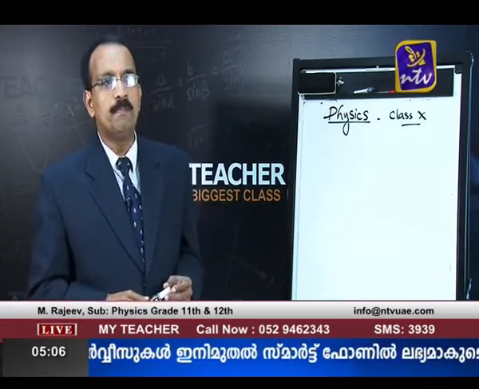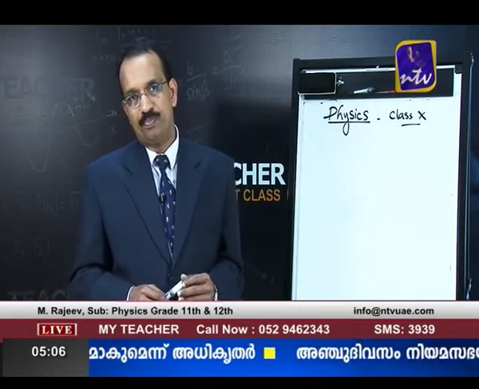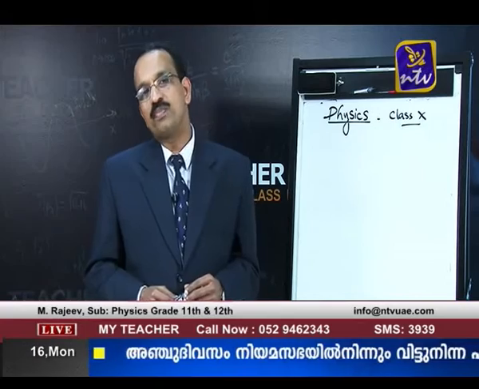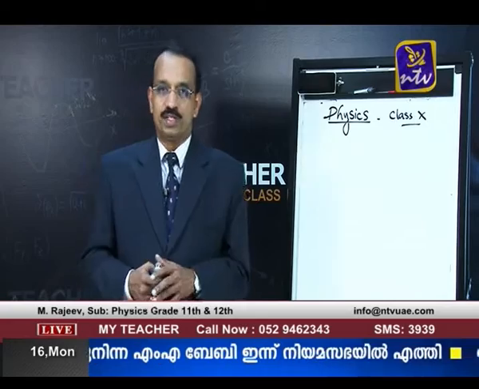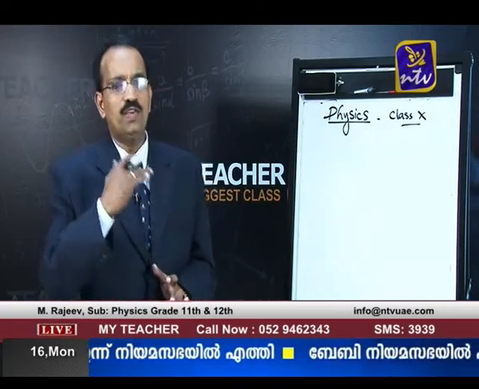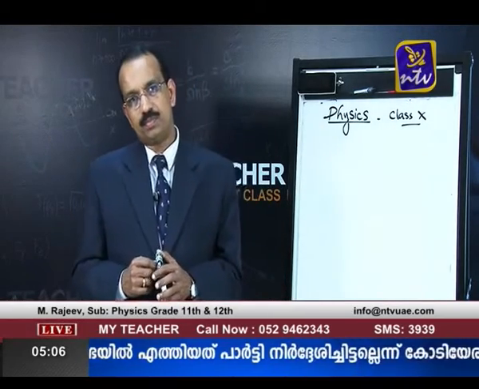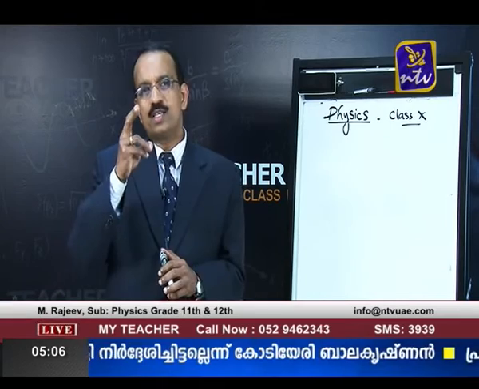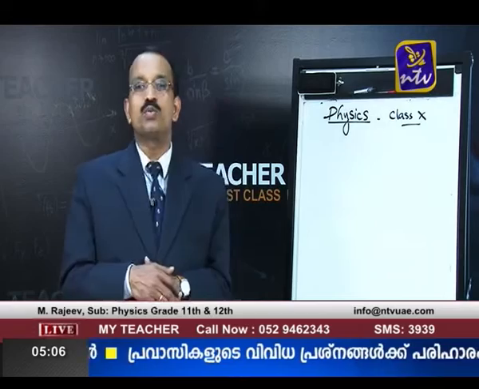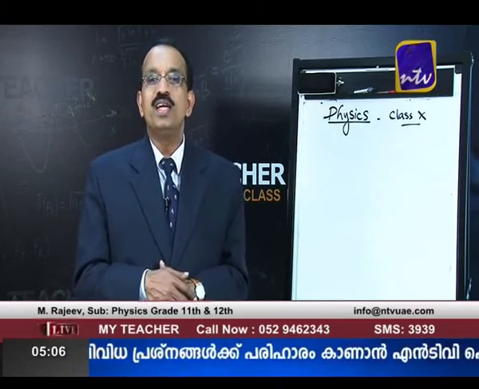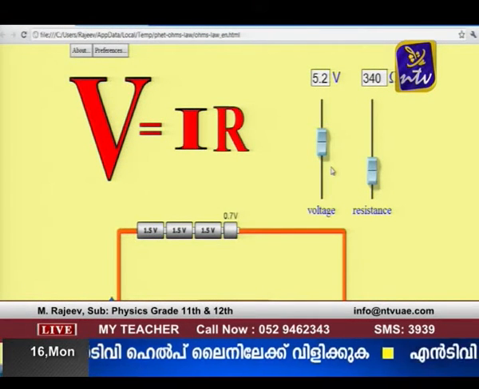In 10th grade physics, basically the essay 1 portions, we have 3 chapters to be completed. Electricity is the first chapter, magnetic effects of currents is the second chapter, and the third one is sources of energy. Of these, in electricity there are 2 areas. The first one is Ohm's law. You must be familiar with the Ohm's law equation, V is equal to IR. Then we have another equation that relates the factors involved.